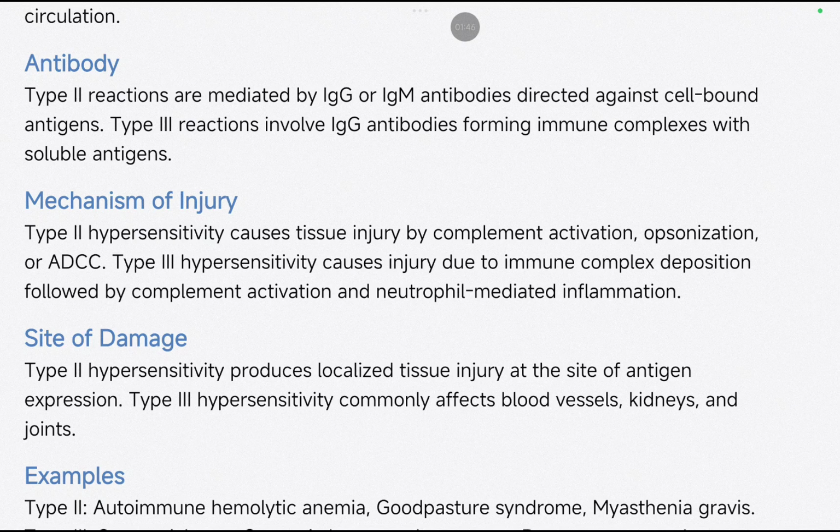What are the sites of damage? Type 2 hypersensitivity produces localized tissue injury at the site of antigen expression. Because our antigen is fixed, the damage would be where the antigen is fixed. However, type 3 hypersensitivity commonly affects blood vessels because it's in the circulation. And where does the blood circulate? In the blood vessels, kidneys or joints.